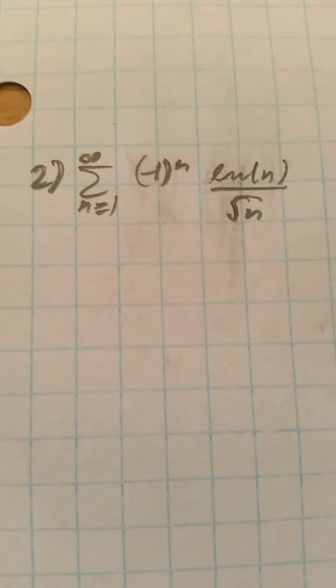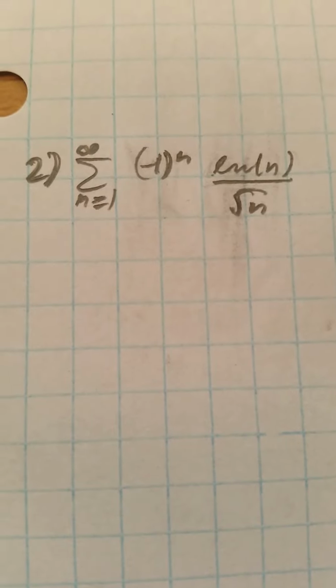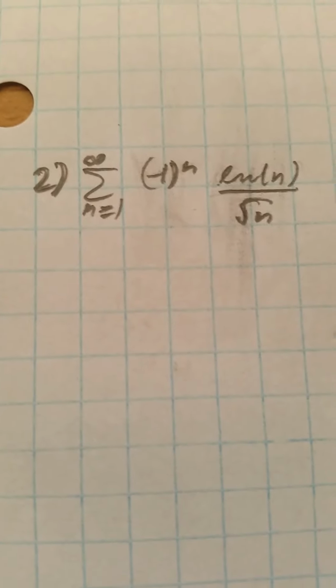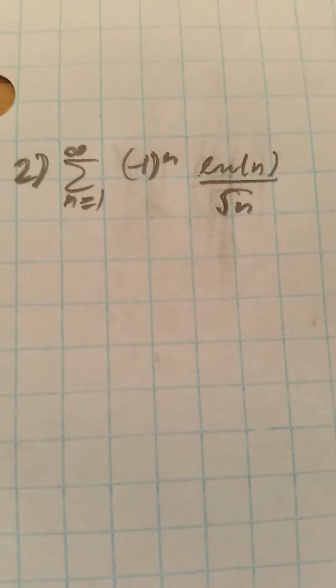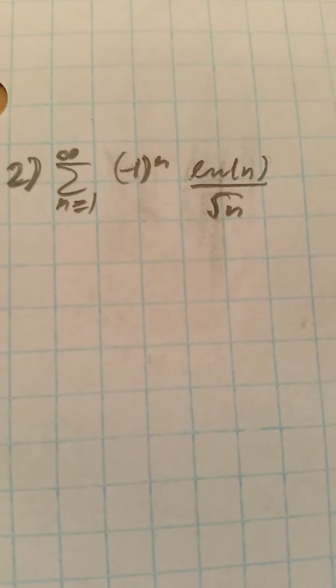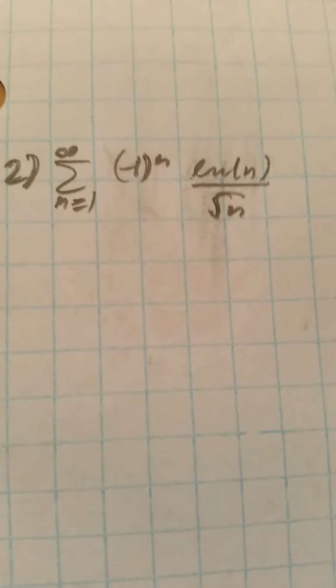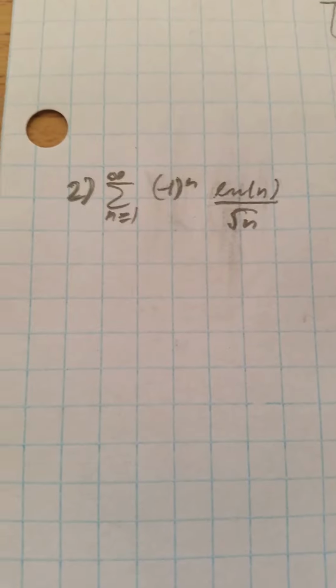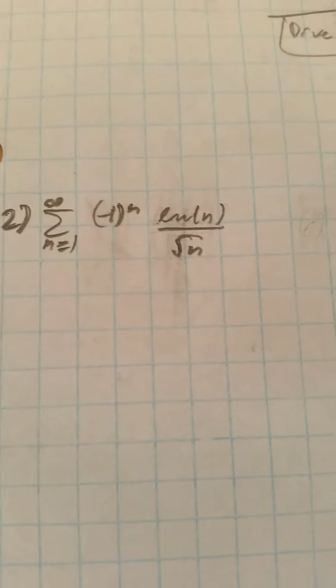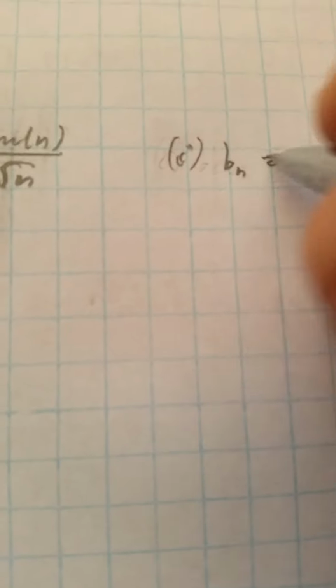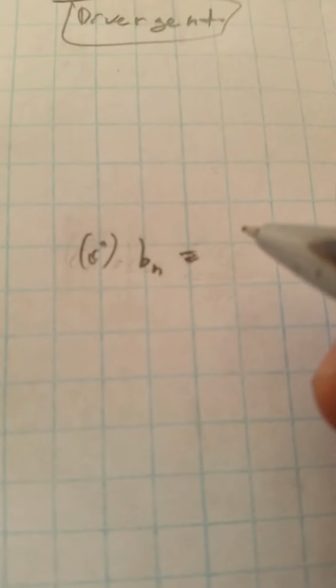Now the alternating series test has two conditions. The function must be decreasing for a certain x, and the limit as n approaches infinity of the function must equal 0. The function being b of n. So let's figure out where it is decreasing. Now we have b sub n is equal to ln n over square root n.